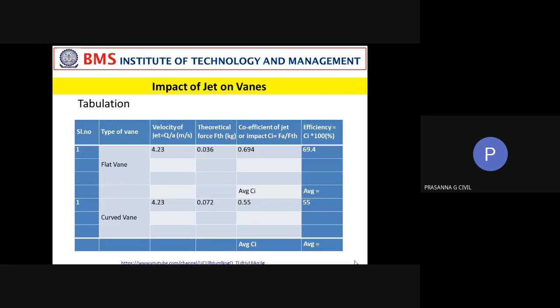So in both the cases, the coefficient of impact was calculated as 0.694 for the flat vane and 0.55 for the curved vane. So the efficiency worked out as 69.4% for the flat vane and 55% for the curved vane. You can do different trials with different discharges, and we can calculate the average values in both the cases of the flat vane and the curved vane.